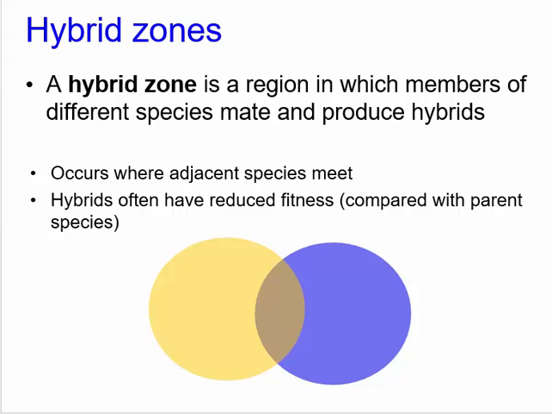All right, so let's talk about these areas where hybridization occurs. It's called a hybrid zone. And this is where you've got those two different species overlapping and producing hybrid offspring. Hybrids often have reduced fitness, so that was the example of the Ensatina salamanders. But we'll see what could happen when hybridization occurs. There's a few different scenarios.